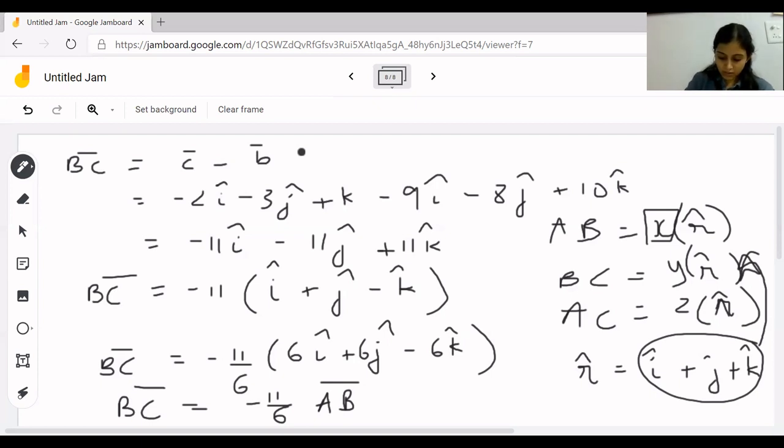This is about exercise 5.1. The important sums I have covered.